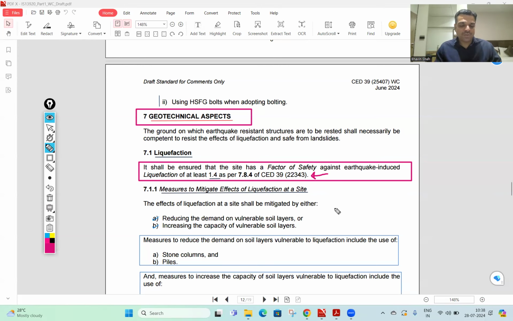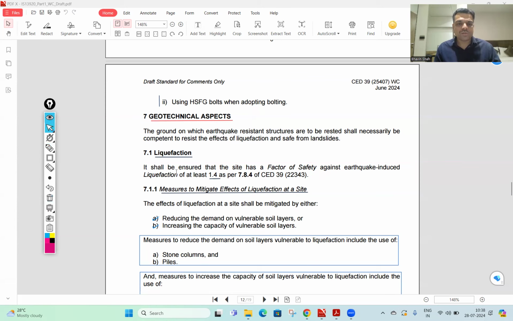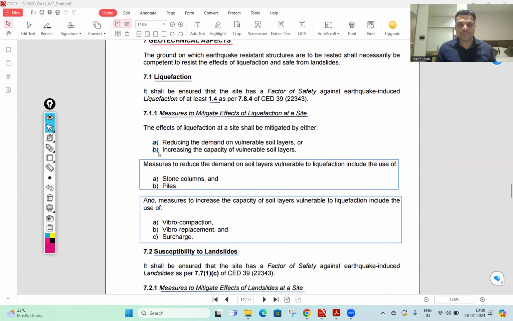So I think that would be a better approach, to add or rather to modify the Indian standard of geotechnical investigation, and then the appropriate reference can be given to the relevant geotechnical investigation standards. Okay, so there are a few clauses added for liquefaction, and it's also talking about measures to reduce, or let's say measures to mitigate, the liquefaction at a site.